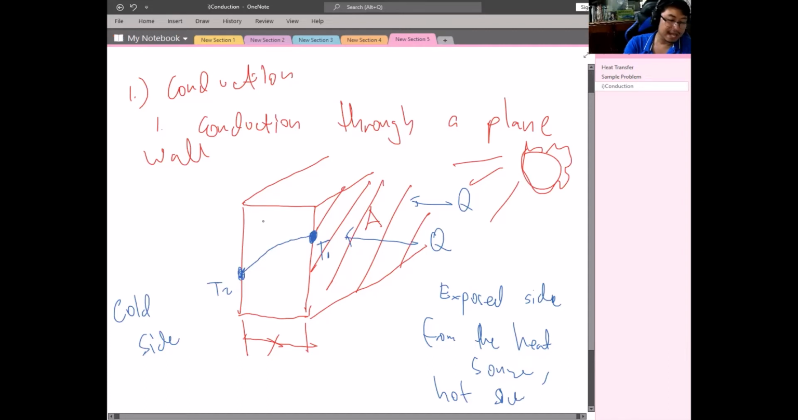So we will call that letter K. Okay? Ano ba yung K na yan, sir? K is for the thermal conductivity.